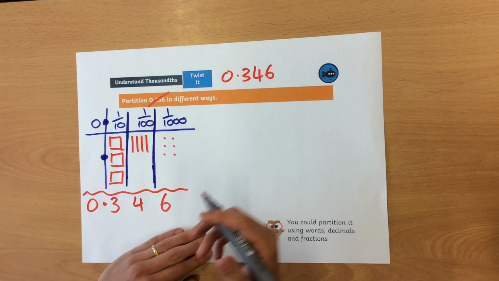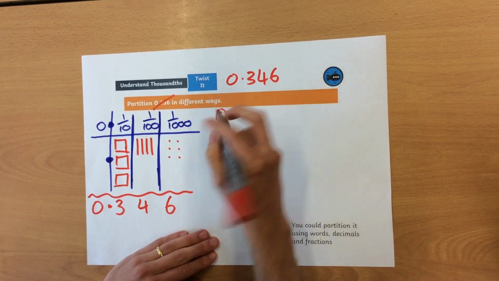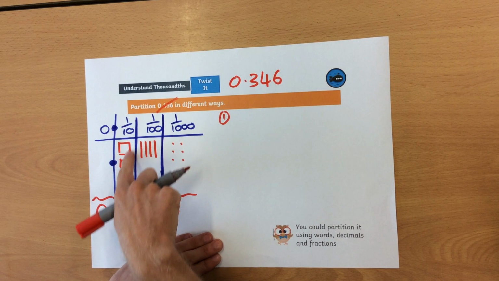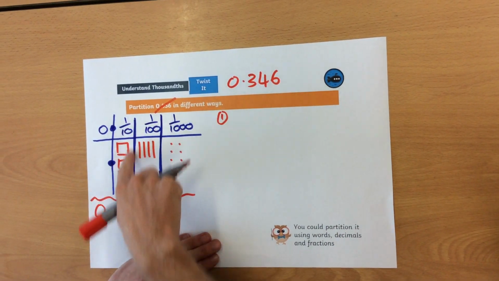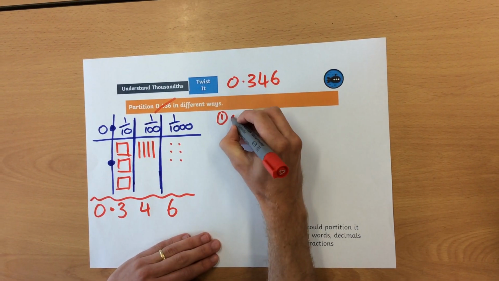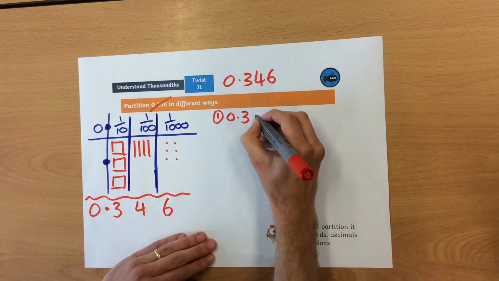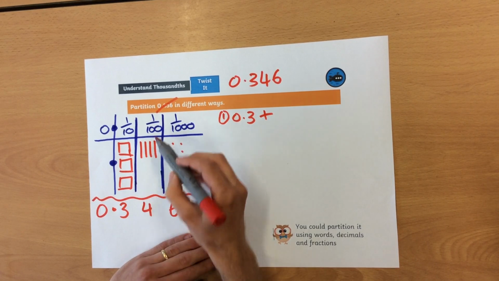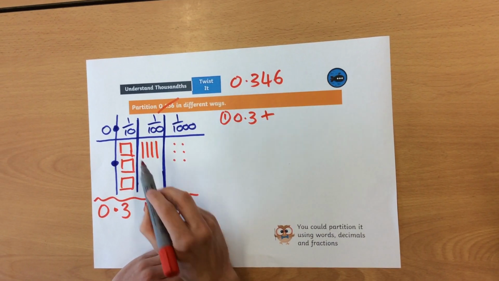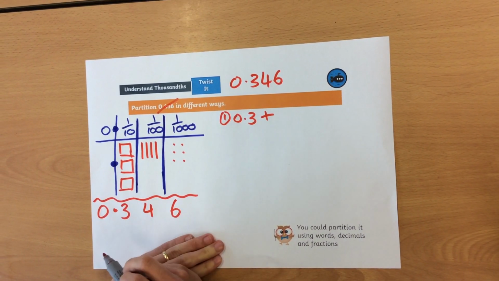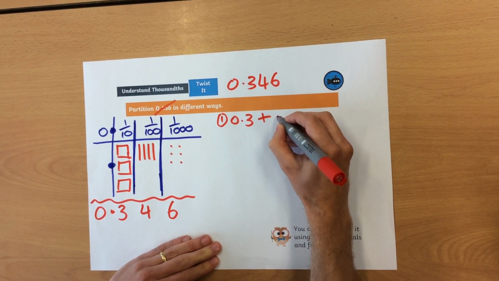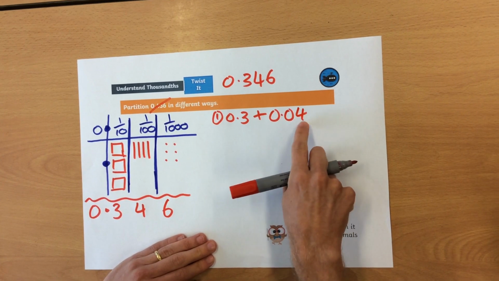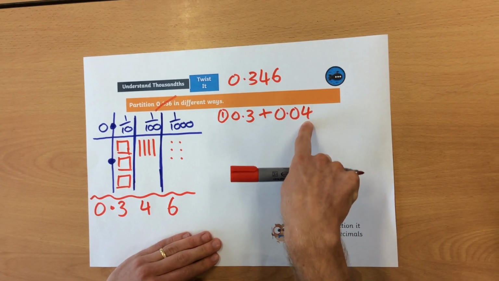Next, let's partition this in different ways. Well, the first one I'm going to do is to expand this decimal itself. And to do that, first of all, I'm going to look at the first place value, which is my tenths. How many tenths do I have? I have 3. 0.3, 3 tenths. Next, I'm going to put an add symbol, because I'm going to add all these together at the end. I'm going to look to my hundredths. How many hundredths do I have? 1, 2, 3, 4 hundredths. So to write 4 hundredths as a decimal, it would be 0.04. Don't forget this 0, because remember 4 is in the hundredths column.